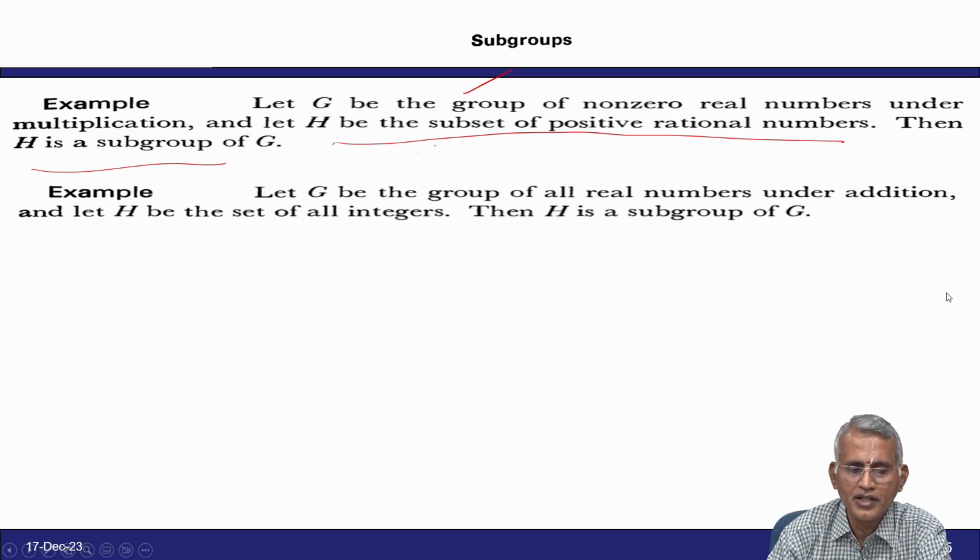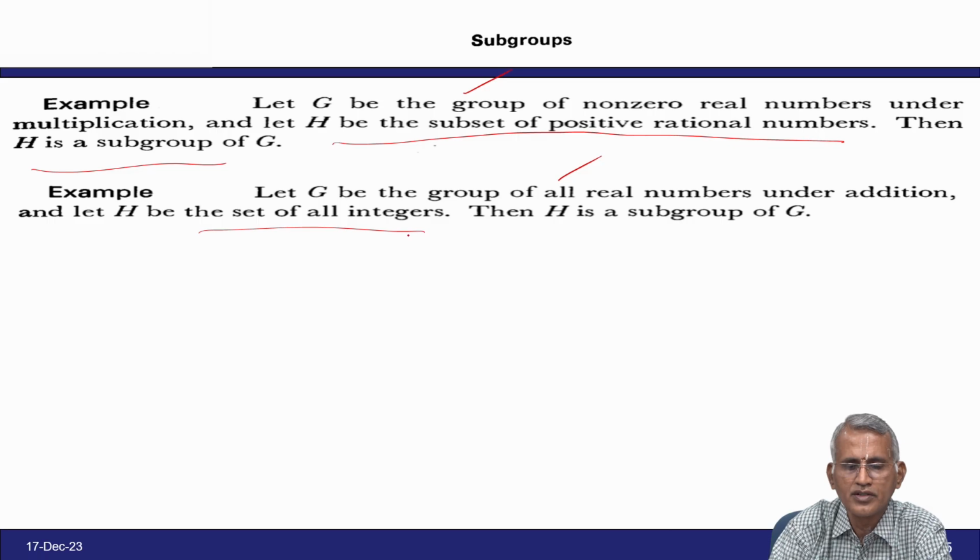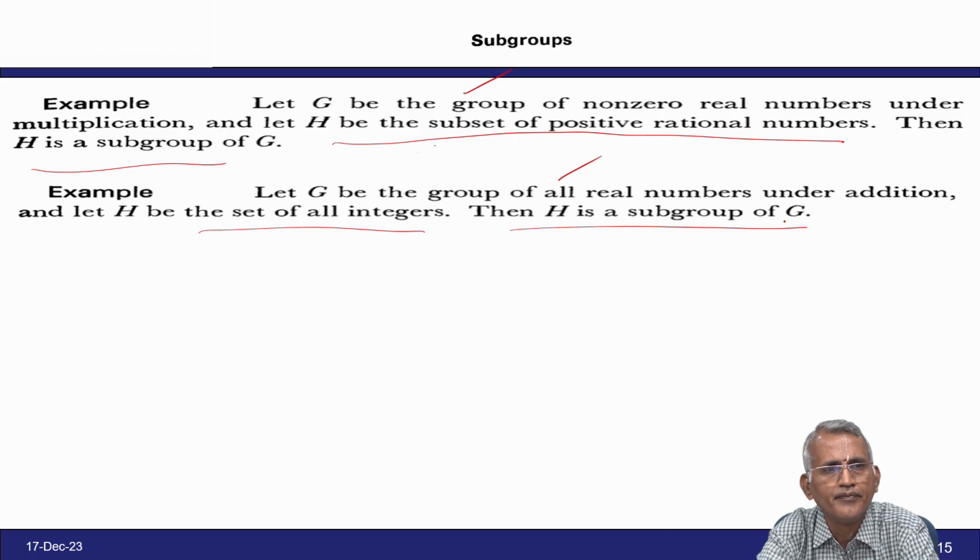Another example: let G be a group of all real numbers under addition, and H be the set of all integers, then H is a subgroup of G.